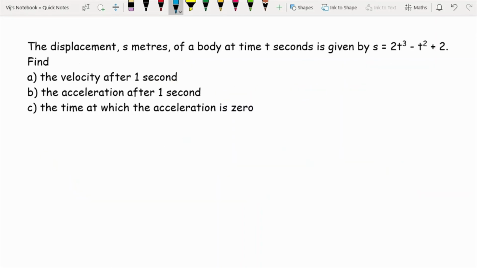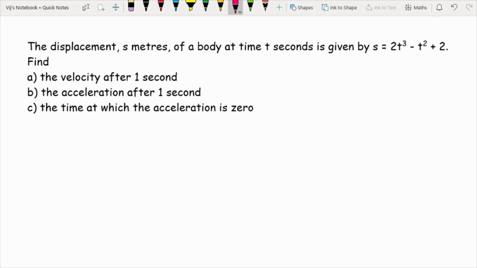So looking at this second example, what we've been asked is: the displacement s in meters of a body at time t seconds is given by the formula s equals 2t cubed minus t squared plus 2, and we've been asked to find the velocity after 1 second, the acceleration after 1 second, and the time at which the acceleration is 0. So let's have a look at answering this particular question.